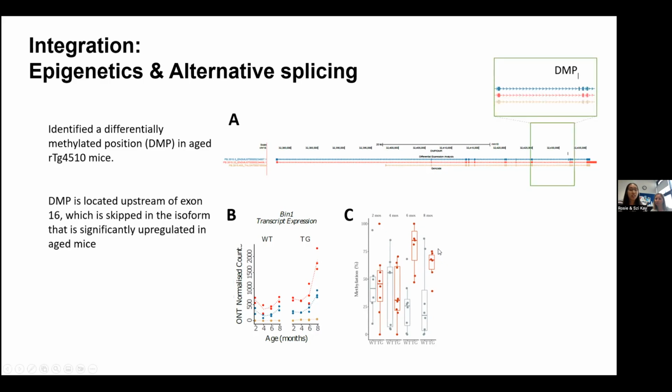And what's really interesting is that the DMP is actually located upstream of that exon 16 that is skipped in the red isoform, but not in the blue isoform. This is really interesting because it suggests that there might be some interaction of splicing and epigenetics. So moving forward, we want to first validate the expression and the methylation, but also then use CRISPR to see if there's actually a functional relationship between this methylation and the splicing at this point.